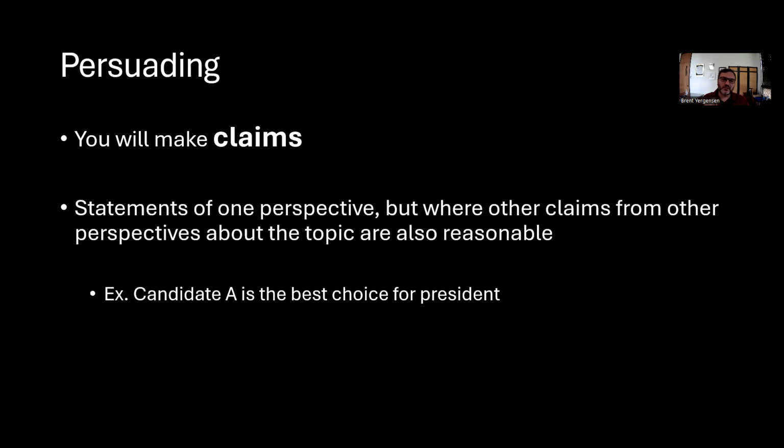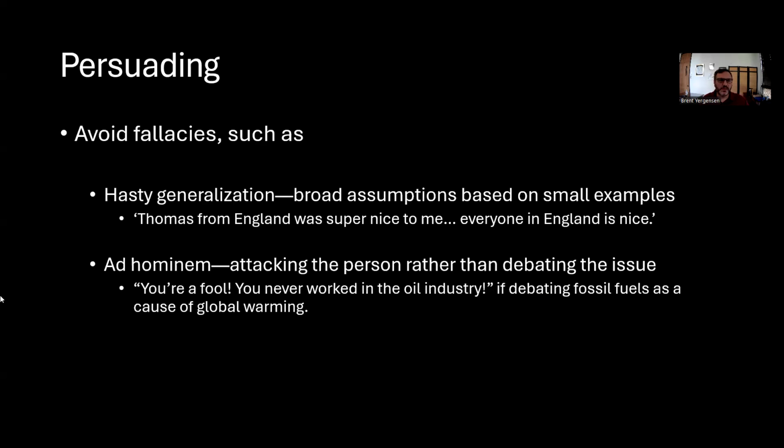Understand that you're making claims, and so you want to draw upon evidence, you want to provide reasoning, and you want to get your audience to accept that perspective while still understanding there are other perspectives about that as well. Make sure you avoid fallacies, all right? The book does a good job of explaining several fallacies.